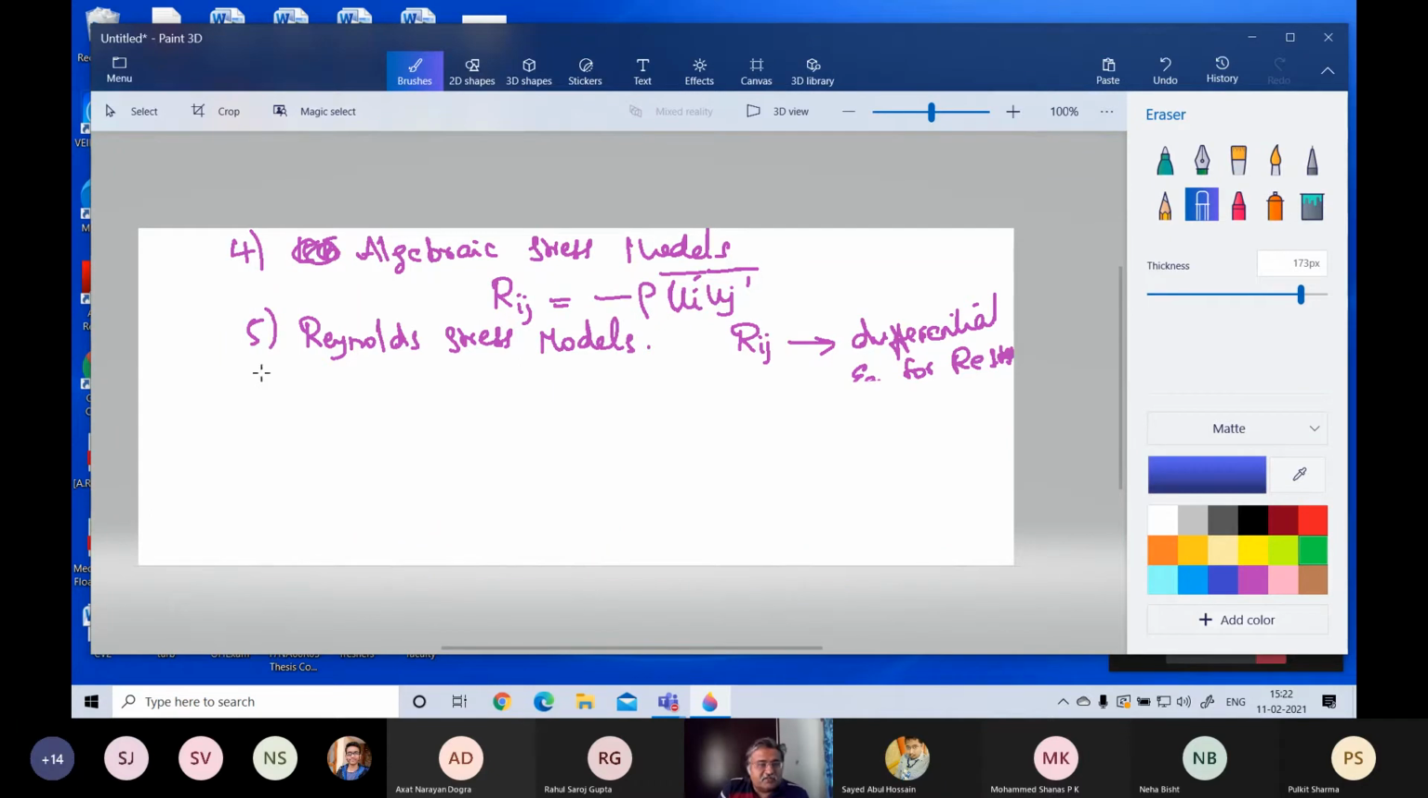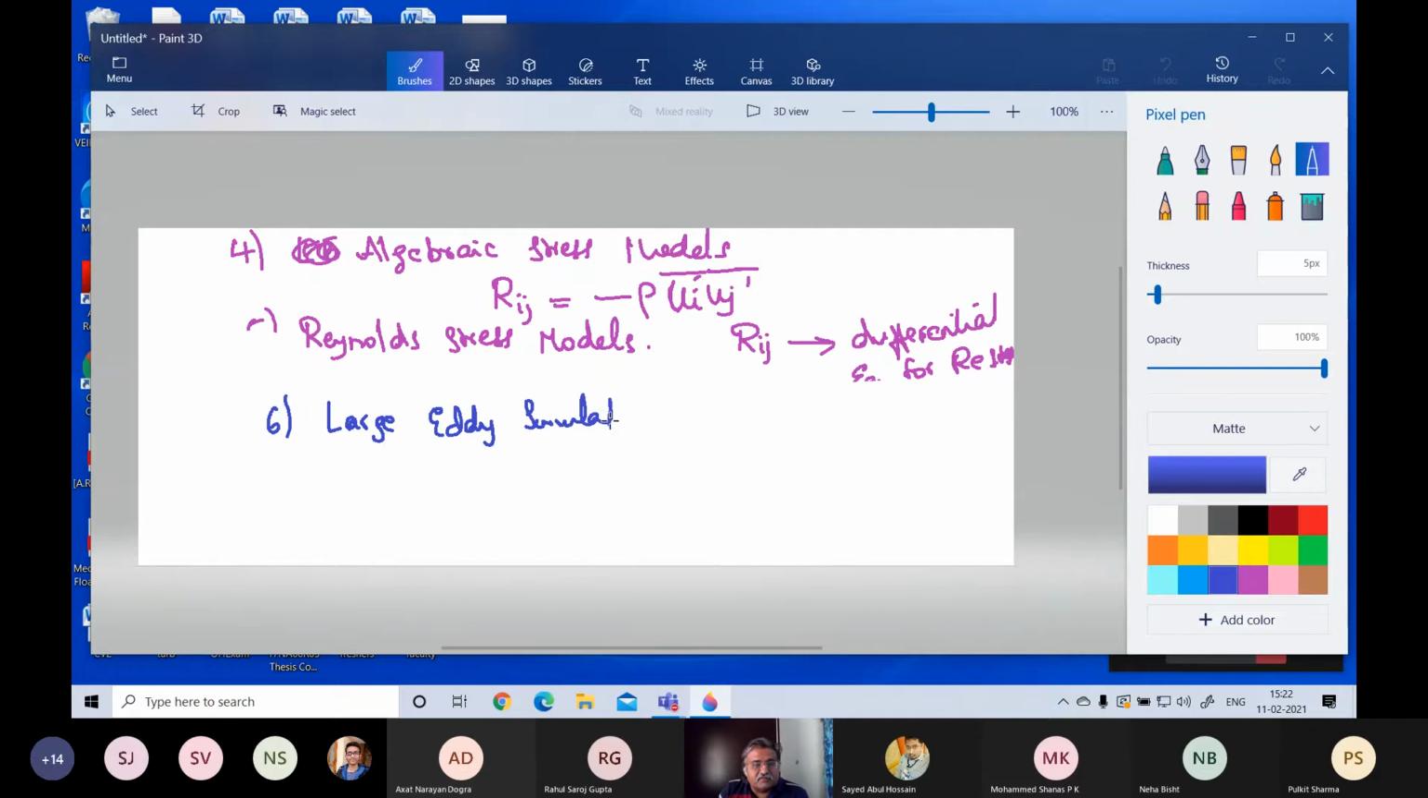The next one is famously known as the large eddy simulation, LES. It requires enormous computer resources. What is LES exactly? We will see. It requires enormous computing resources which are not available so much in India right now, so in India you will see very little work being done on LES.